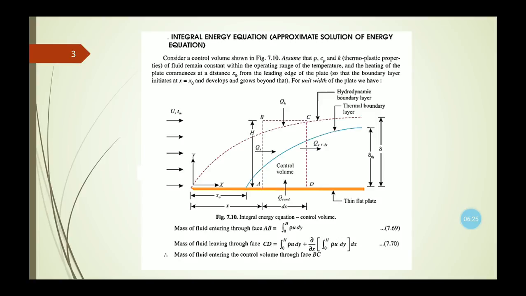Now the mass of the fluid leaving through the face CD, which is the right face or right side of the considered control volume ABCD. In that case, the mass of the fluid leaving through the face CD equals integration 0 to h rho u dy plus an infinitesimal mass of the fluid, that is del x of integration 0 to h rho u dy into dx.